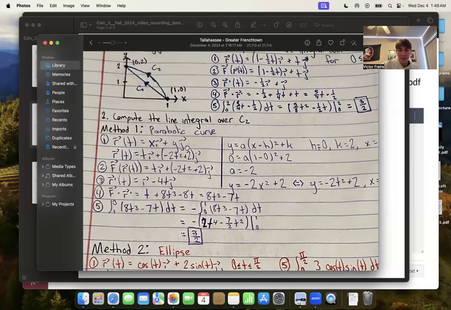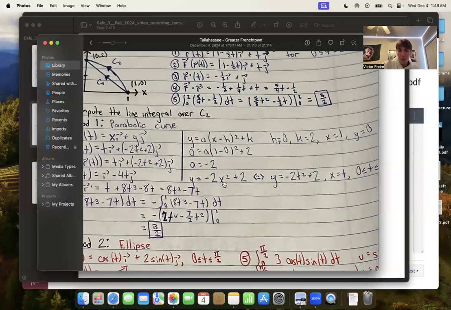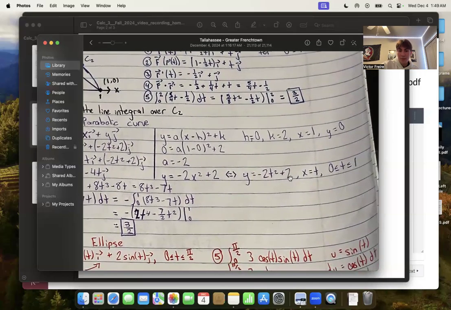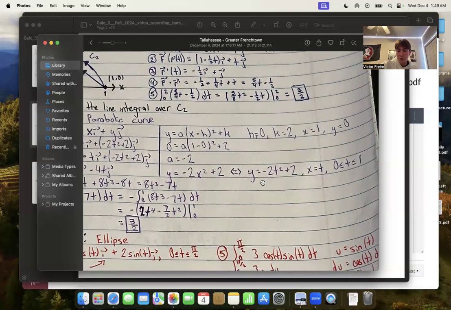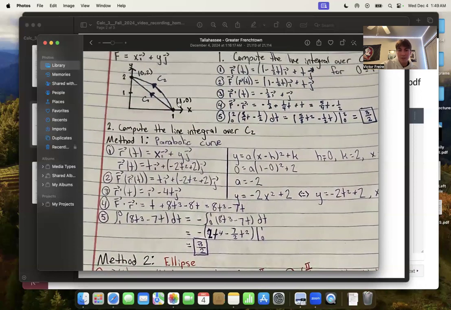But the issue we have here is we want this as a function of t, as a function of time. So how we're going to get around this is we're just going to replace the x with t, and we just say that x equals t. So when we do this, we get the same parabola. It's just now we have it as a function of t.